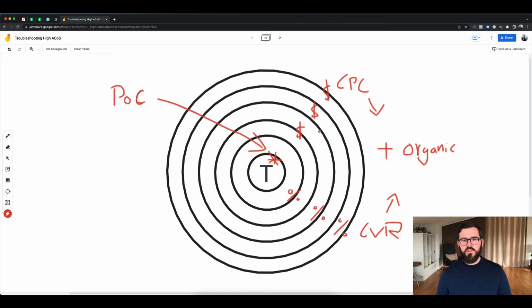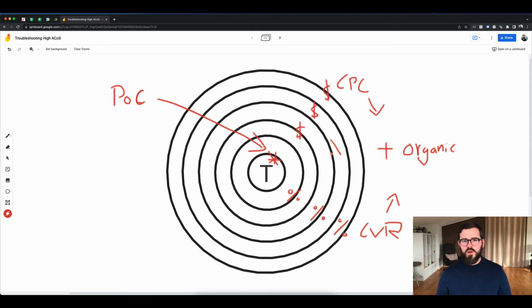Whether you're dealing with a product that's already out here and you want to scale it further, or something that's in here. So I'll just reiterate, if it's in here and the ACoS is too high, you don't want to come out here because it's going to get worse. You need to fix this, right? And you need to make it work at this level. And we'll talk about how to do that now.